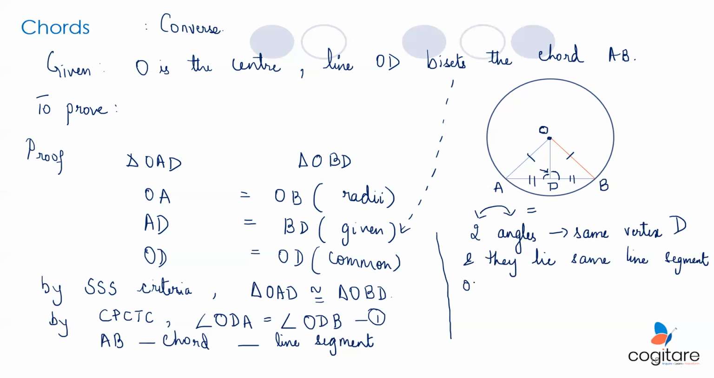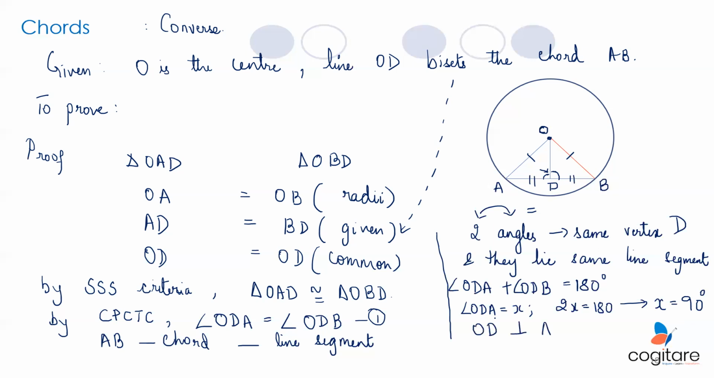So if you add up ODA and ODB, then they should form a straight angle because they are on the same straight line and they're equal. So let's say each angle is X, right, guys? So 2X is 180. What does this mean? This implies that X is 90, or in other words, OD is perpendicular to the chord AB. So we have observed that the converse of the theorem is also true.